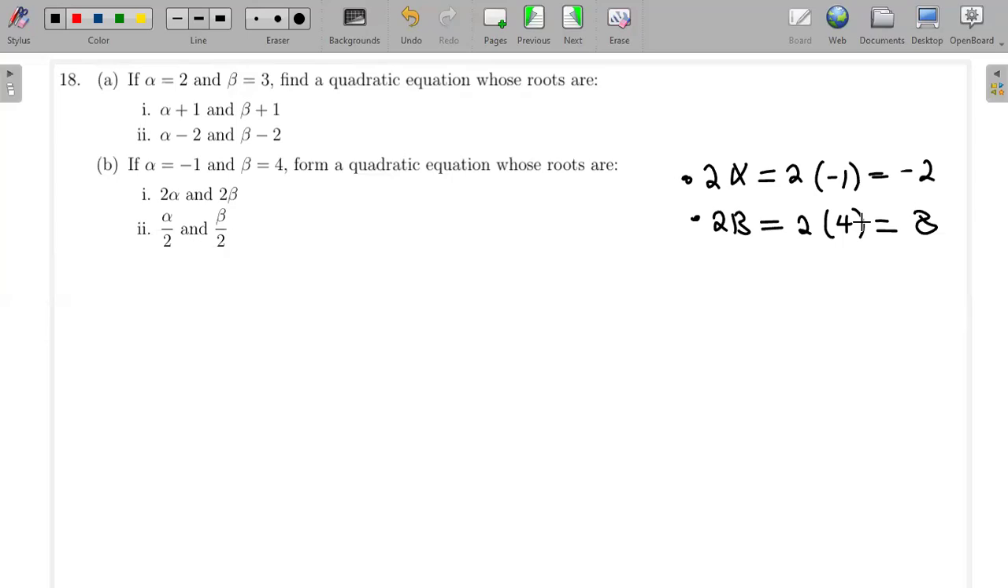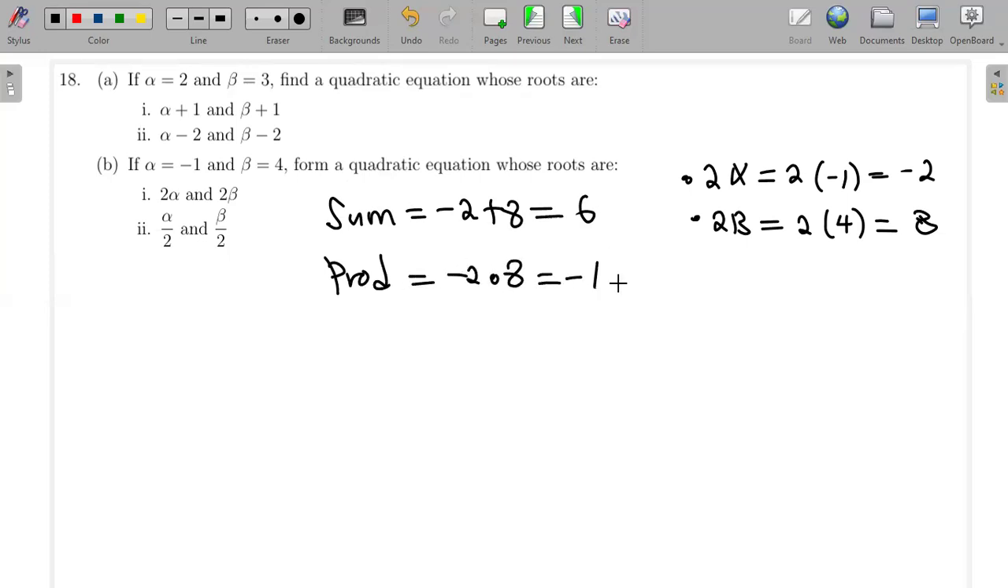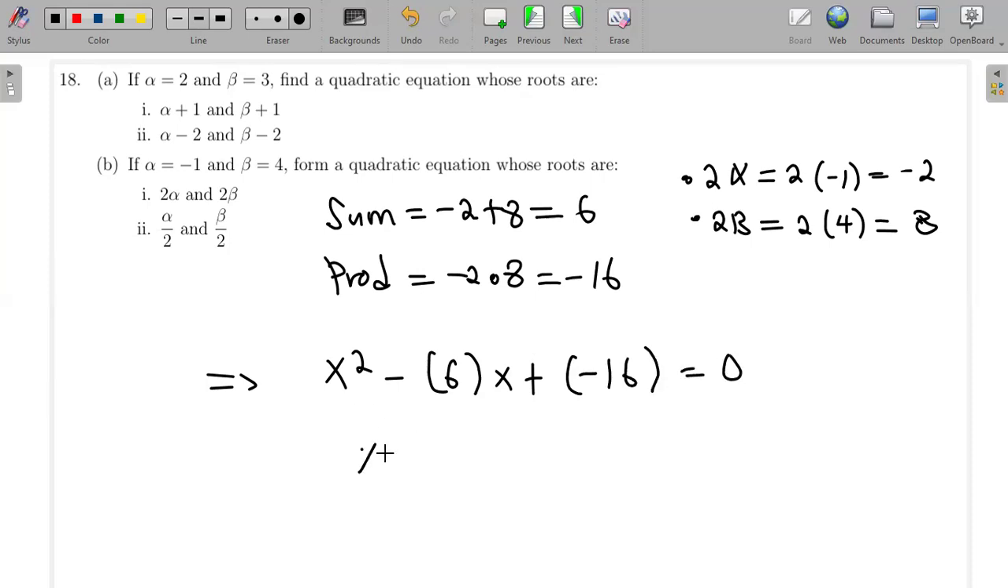So now let's find their sum, because these are the two roots here, minus 2 and 8. So their sum is going to be equal to minus 2 plus 8, which will just be 6. And then the product will be equal to minus 2 multiplied by 8, which is minus 16. So the new quadratic equation will just be x squared minus the sum times x, and then plus the product, minus 16, is equal to 0. So we get x squared minus 6x minus 16 is equal to 0.